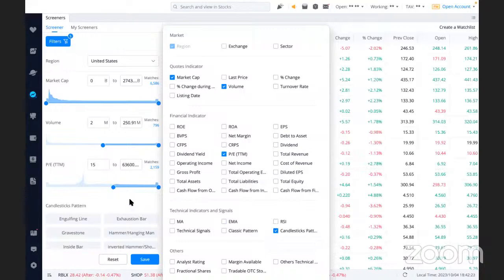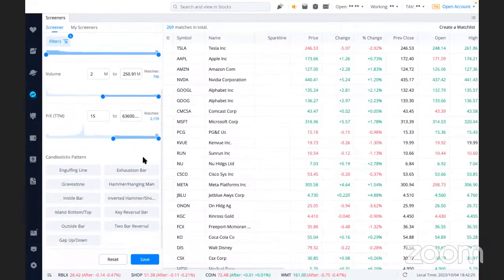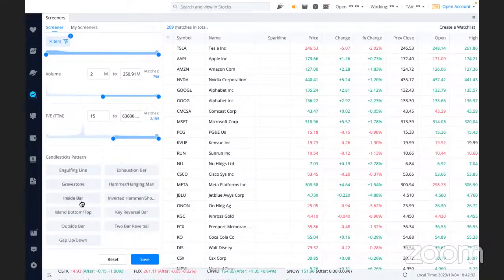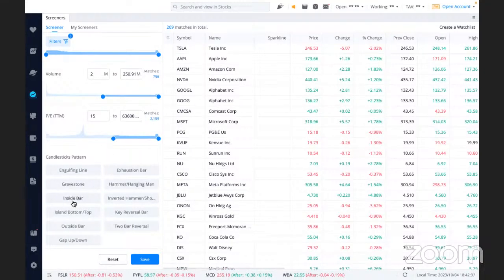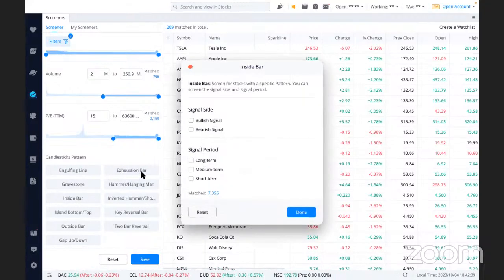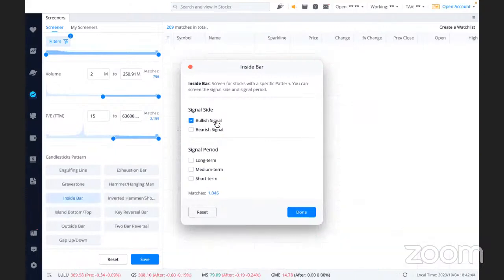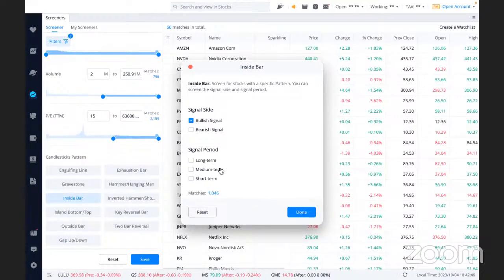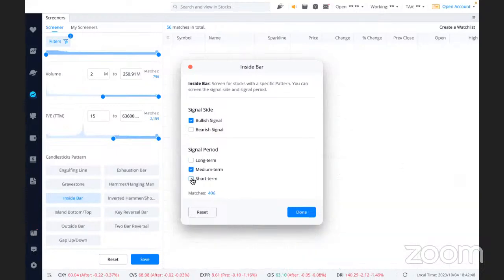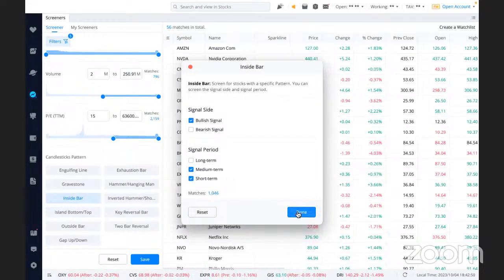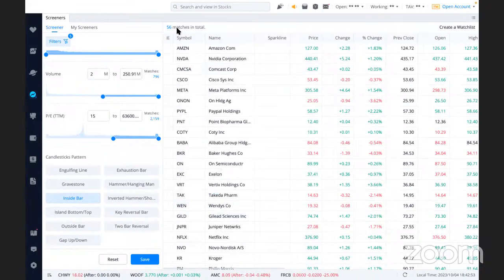Right, we can go in here and look at all these different candlestick patterns: engulfing line, exhaustion bar, gravestone, hammer, hanging man, inside bar. This is one of my preferred ones. Actually, you know what? We're going to do the inside bar because I love inside bars. And I'm a bull at heart, so we're going to do a bullish signal on the inside bar. And we want a medium and short-term side of the house. And we're going to go ahead and do that. Notice we went down to 56. Okay, we like that. Yeah, I like that.